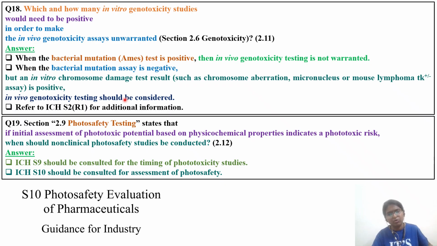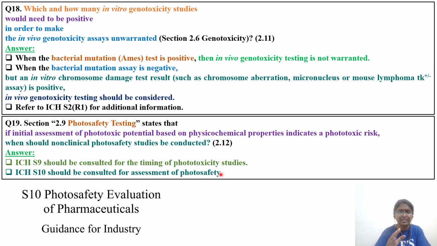So pause here, and try to read how genotoxicity is addressed in the ICH S9 guideline. Now, the last question we'll be seeing, question number 9, which is related to photo safety. Section 2.9, photo safety testing, states that if the initial assessment of phototoxic potential based on physicochemical properties indicates a phototoxic risk, some tests will be there, considering the nature of the chemical, lipophilicity, how it penetrates, UV rays, and so on. When can non-clinical photo safety studies be conducted? The answer as per the agency is that ICH S9 should be consulted for the timing of phototoxic studies.